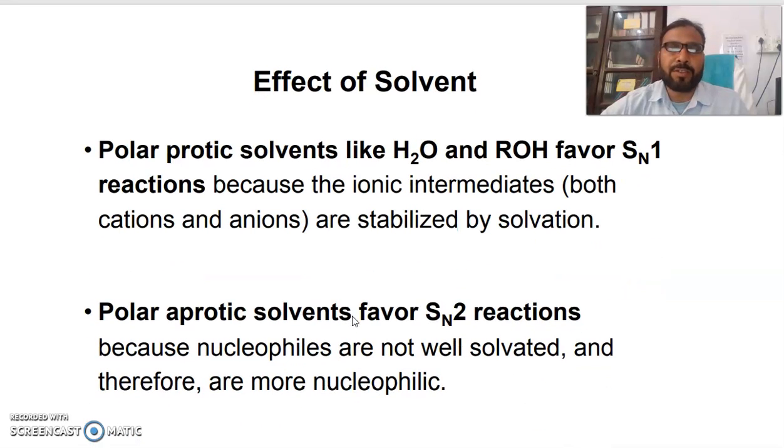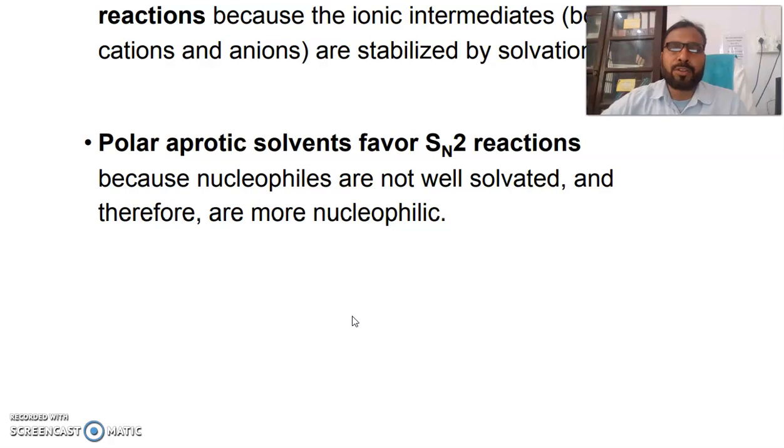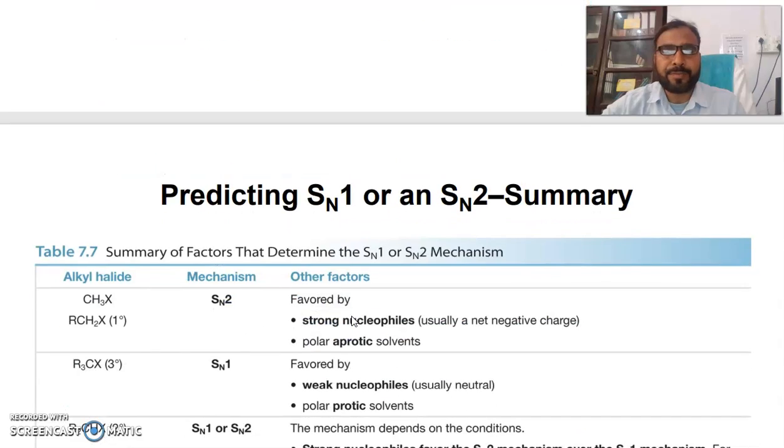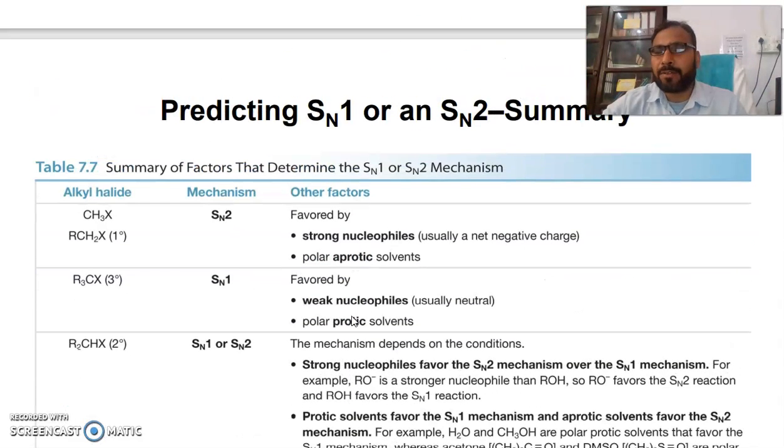Now, effect of solvent. Polar protic solvents like water and alcohol favor SN1 reaction because the ionic intermediates, both cation and anion, are stabilized by solvation. Polar aprotic solvents favor SN2 reactions because nucleophiles are not well solvated and therefore are more nucleophilic. Now, predicting SN1 and SN2 mechanisms.